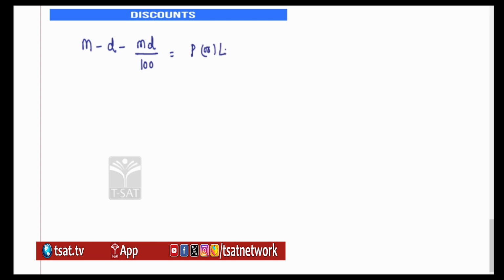If you get a positive result, you say it is profit. If you get a negative result, you say it is loss. So when markup percentage and discount are given, how do we decide profit and loss? Based on this formula. There are many methods to decide them. You can take the values and put them in, or else you can use this formula also. So this is one of the ways. M minus D minus MD by 100 is equal to profit or loss based on the sign that you are going to get.